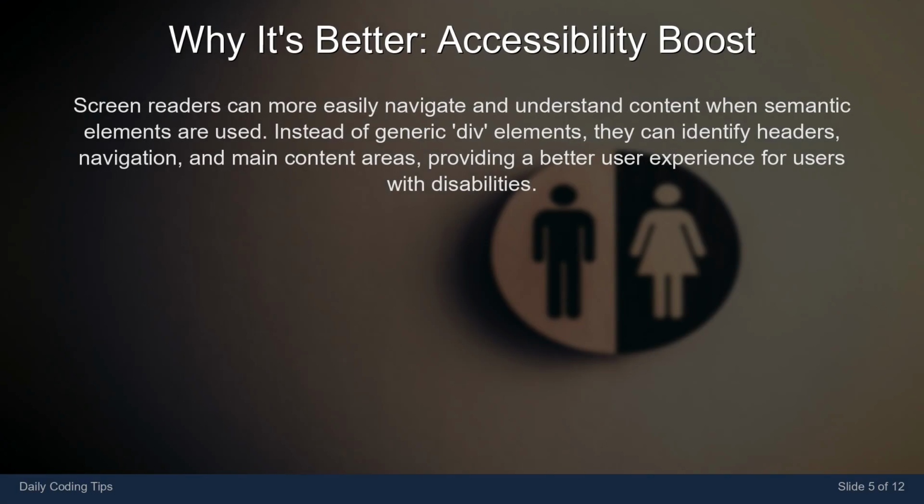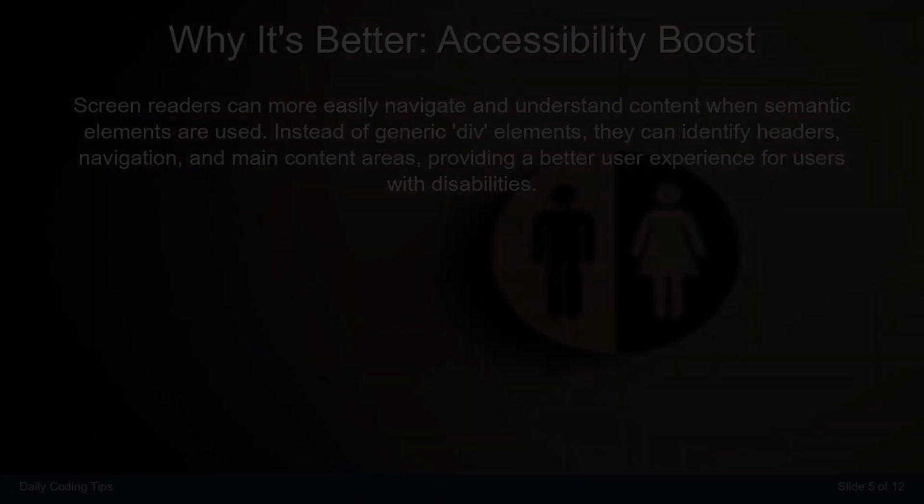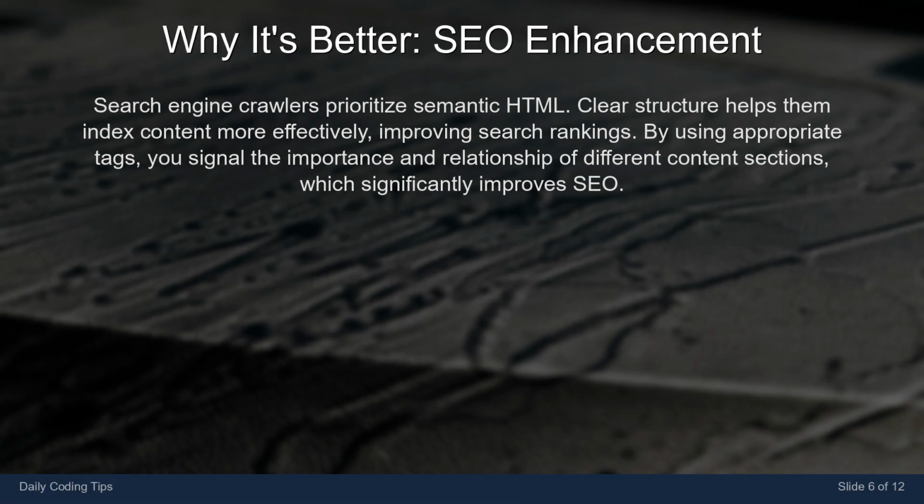Screen readers can more easily navigate and understand content when semantic elements are used. Instead of generic div elements, they can identify headers, navigation, and main content areas, providing a better user experience for users with disabilities. Search engine crawlers prioritize semantic HTML.